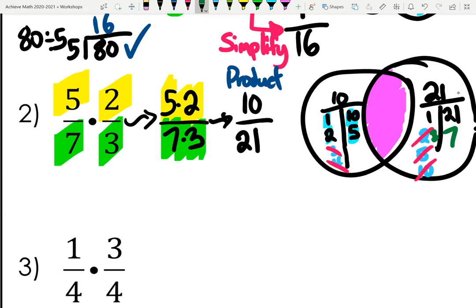So the GCF of these guys is 1, which means this is simplified, because 10 divided by 1 and 21 divided by 1 is going to be still 10 and 21, meaning my answer was right all along. But I do need to check. Multiply, simplify.